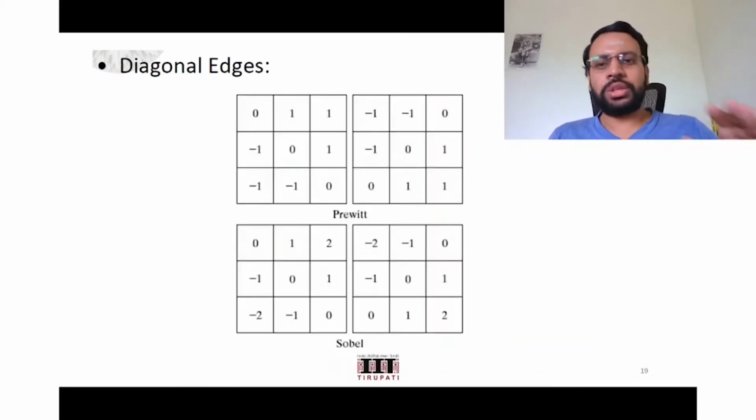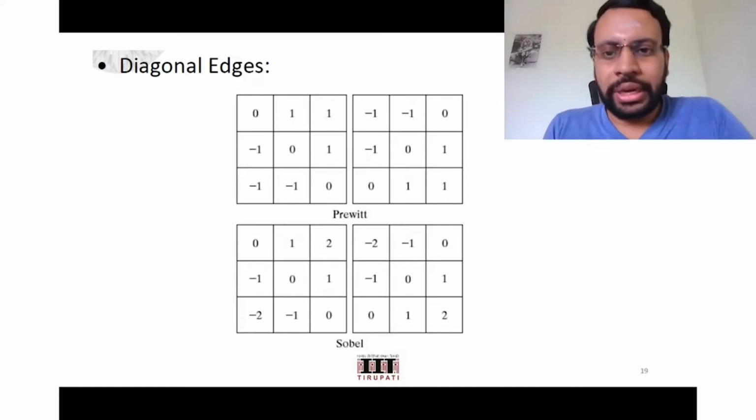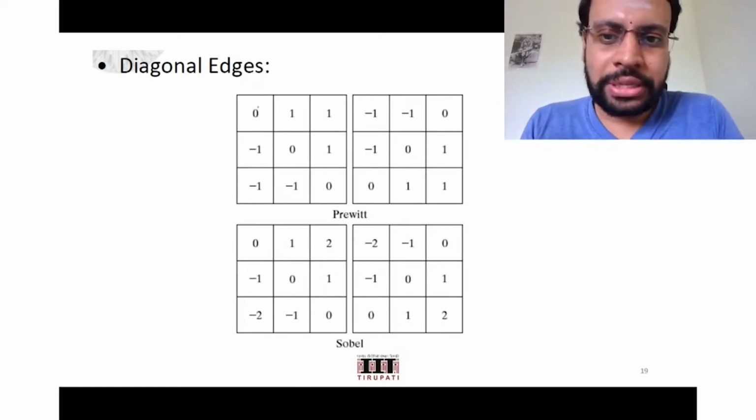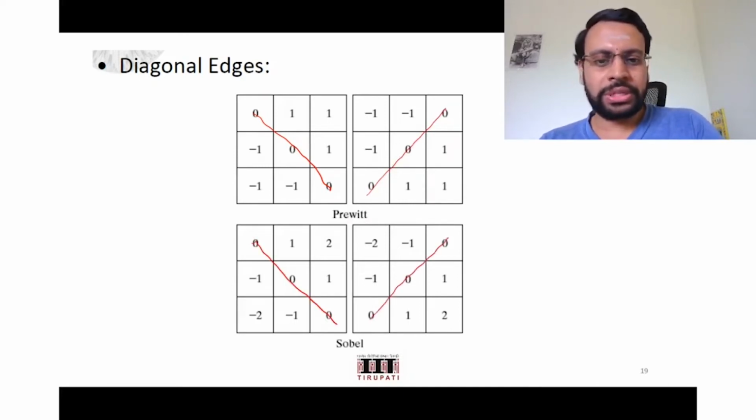Now there could be special cases where you want to find edges which are at 45 degrees, similar to what we have seen with Roberts. Okay, that also is possible. Here this is again for Prewitt. This is the edge you would like to figure out. This is the edge you want to find out here. Similarly Sobel, you want to find out an edge here, or you want to find out this edge here.